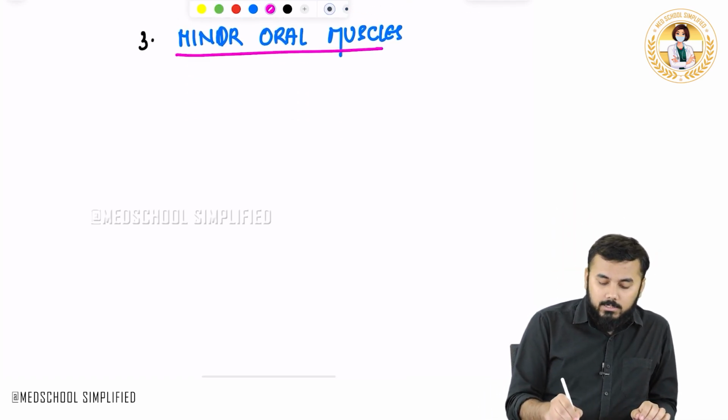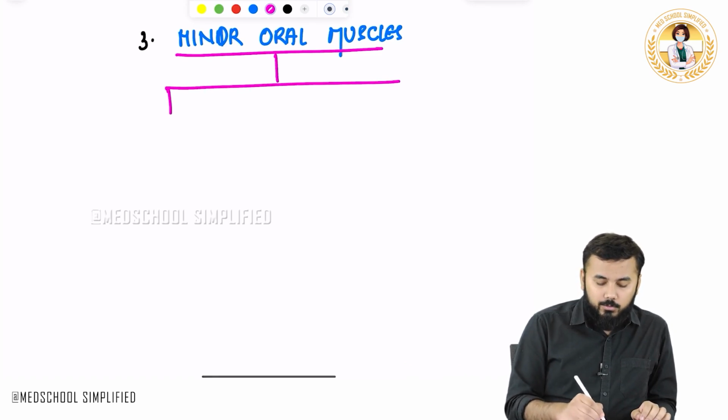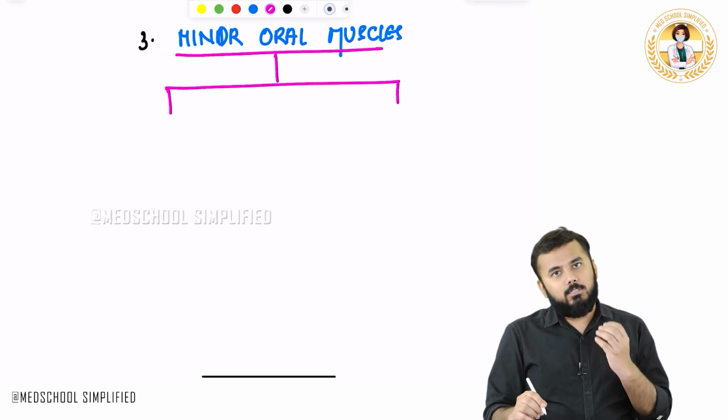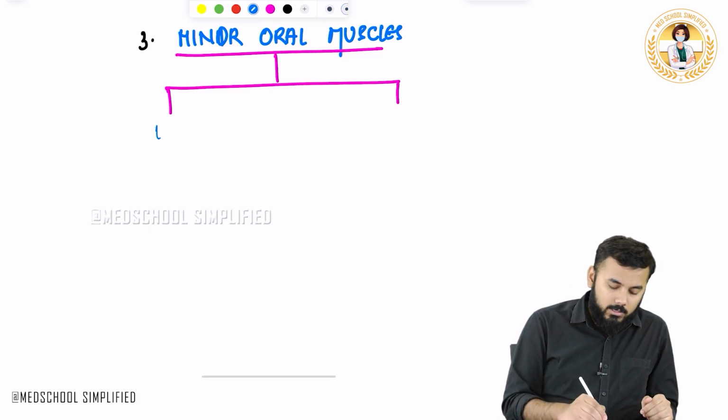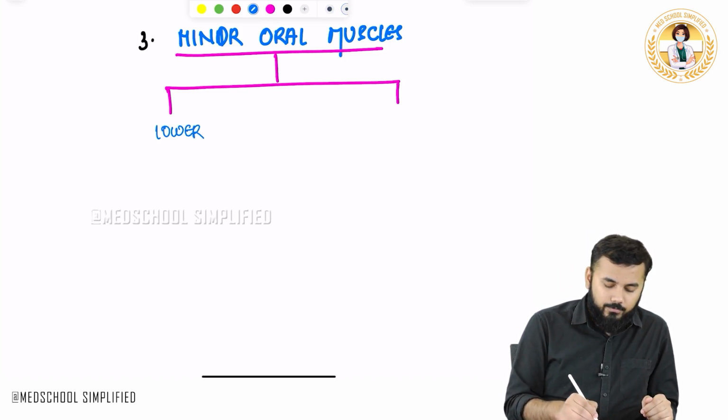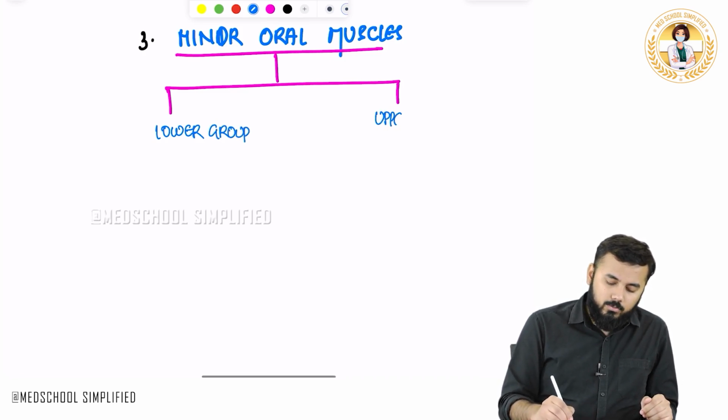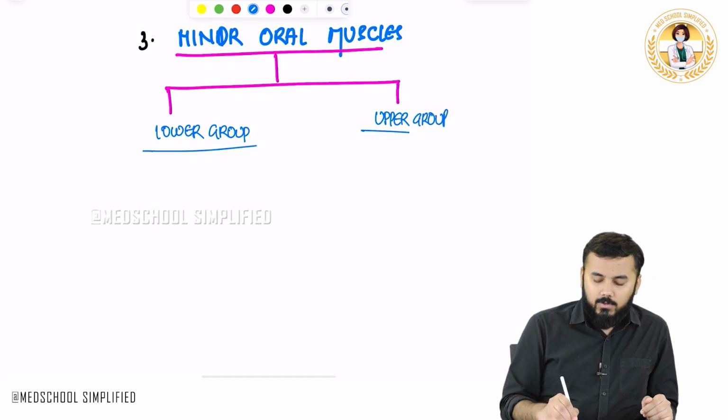Now, when I say minor oral muscles, what are these minor oral muscles? These minor oral muscles are also divided into two groups. What are these two groups? One is called the lower group, and another one is called the upper group. So, one you have is the lower group, and another one you have is the upper group.